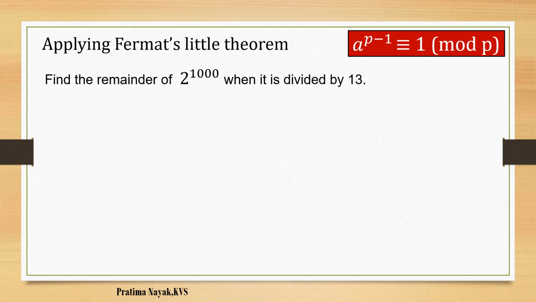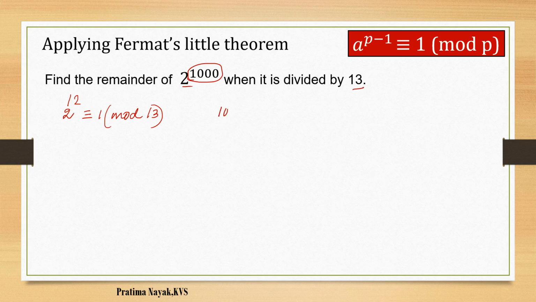Find the remainder of 2 raised to the power 1000 when it is divided by 13. So 13 is a prime number. 2 and 13 are co-prime. So we can apply Fermat's little theorem. So I can write 2 raised to the power 12 is congruent to 1 modulo 13. That means when 2 raised to the 12 is divided by 13, we get the remainder 1. So next is to write this 1000 in terms of 12.